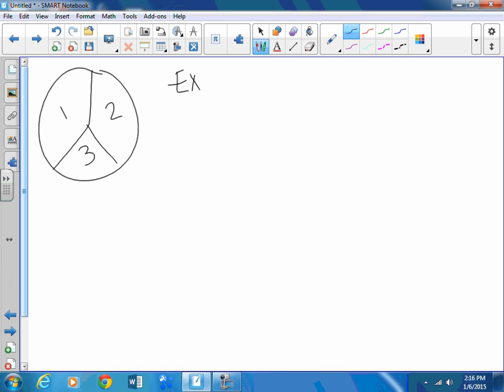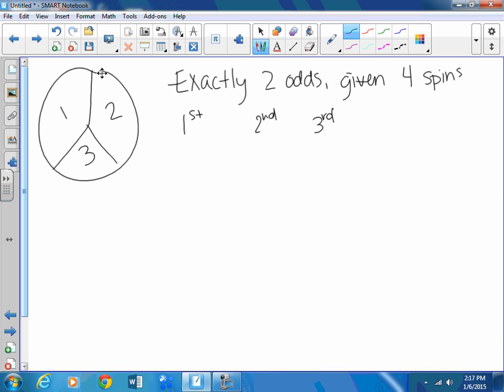So now let's find the probability of spinning exactly 2 odds given 4 spins. Okay, now I'll go ahead and write out all these possibilities, but it's the last time I'm going to do it because it's a pain in the butt. So here's my first, here's my second, here's my third, and here's my fourth spin.